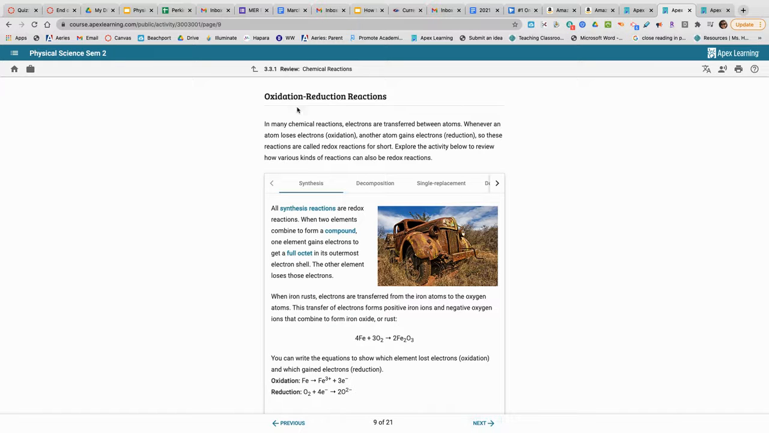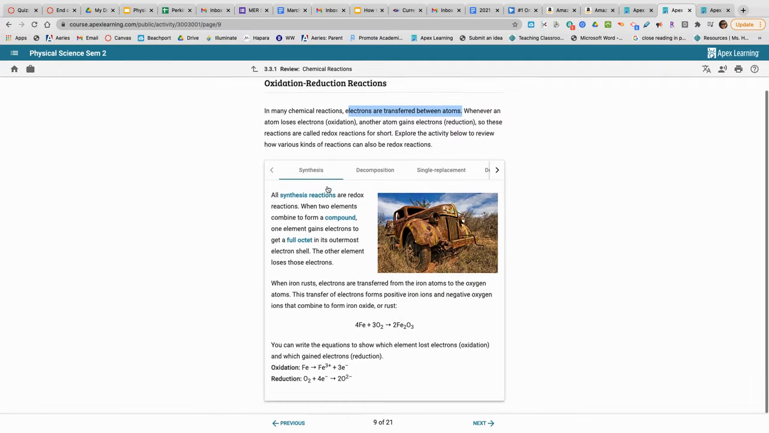Okay, oxidation reduction reactions, also called redox reactions. This is where electrons are transferred between atoms. Oxidation reduction reactions can happen during synthesis, like for example here. Iron and oxygen can combine to form iron oxide. This is a redox reaction because electrons are exchanged. And you can see electrons are exchanged here.